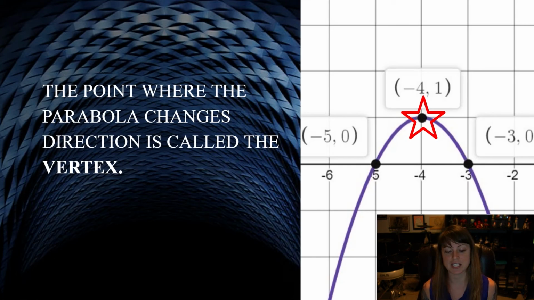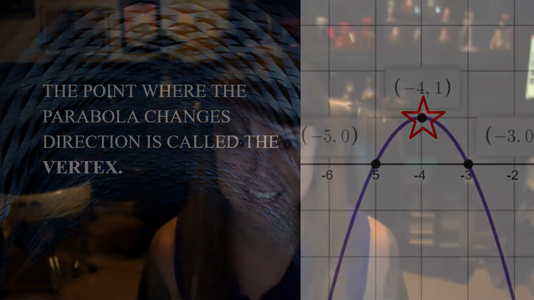And the vertex is where the parabola will change direction. So it's the top of the mountain, if it's going like this, or it's the bottom of the valley, down here, okay? So now we've talked a little bit about what makes quadratics unique, and we have a little bit of vocab to talk about characteristics. So now let's start graphing.